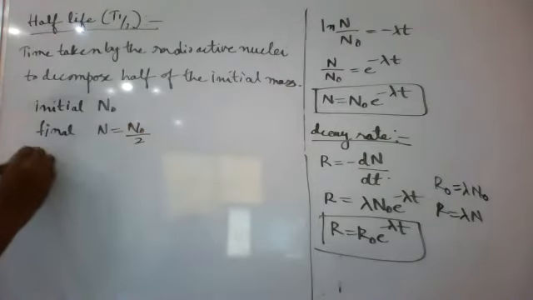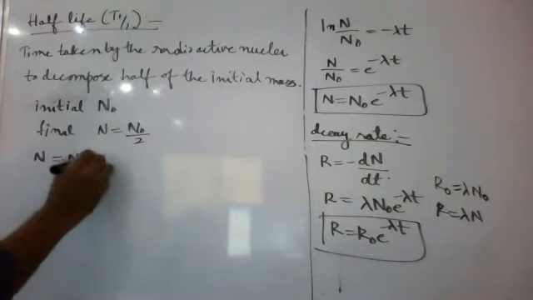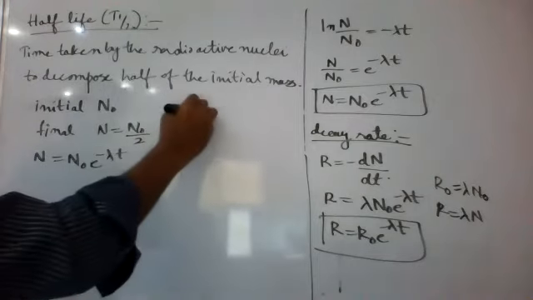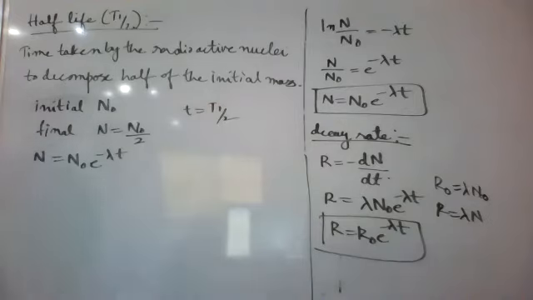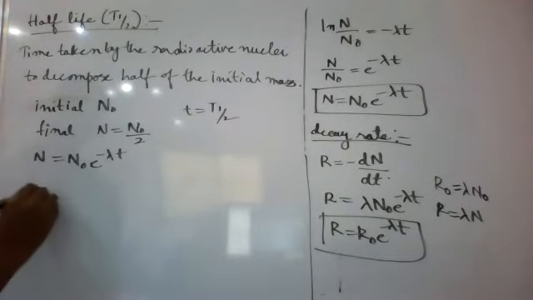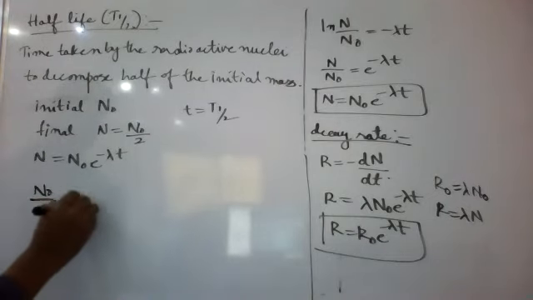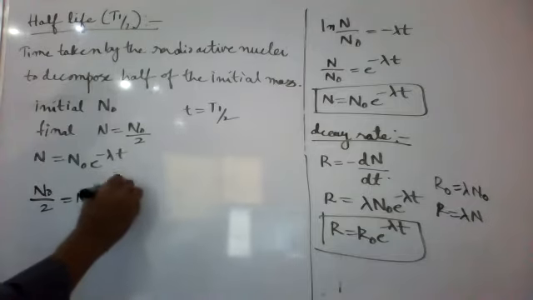N equals N0 e to the power of minus lambda t. Here t is T half. Let's suppose that initially the mass was 1 gram. How much time does it take to convert it to half a gram? Now it will become N0 by 2, which is equal to N0 e to the power of minus lambda T half.